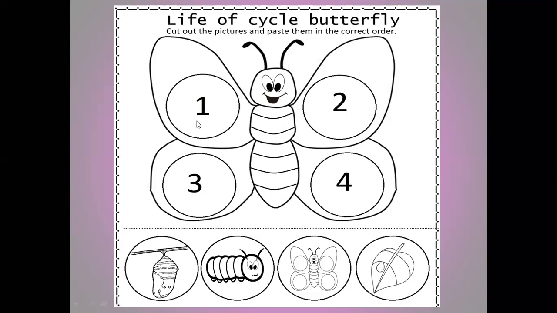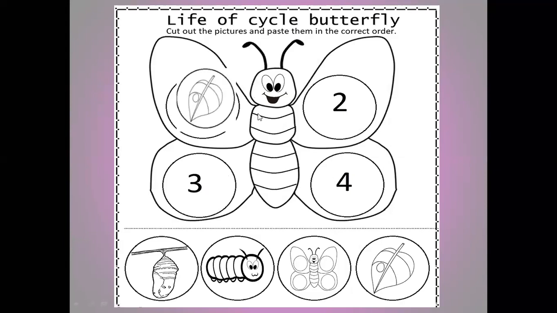Pupa. No, pupa will not come on the first stage. Always the first stage is what? Egg. Yes, right, egg. Did Tala answer me?